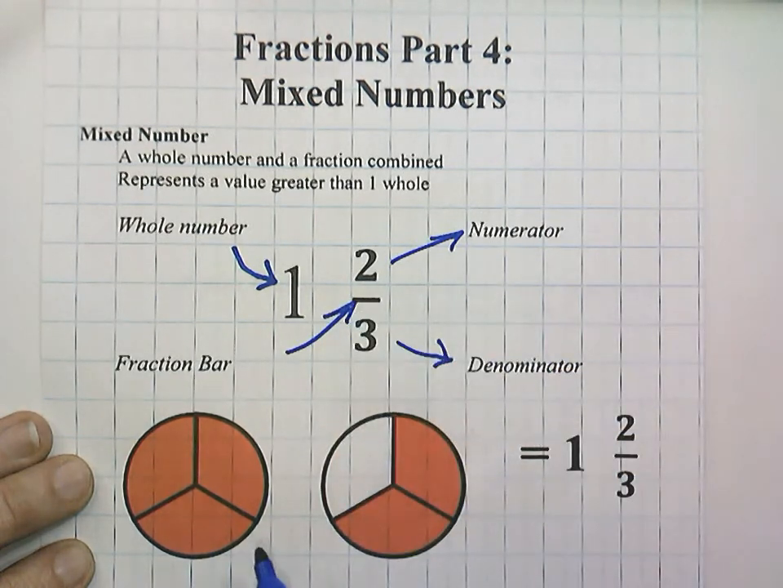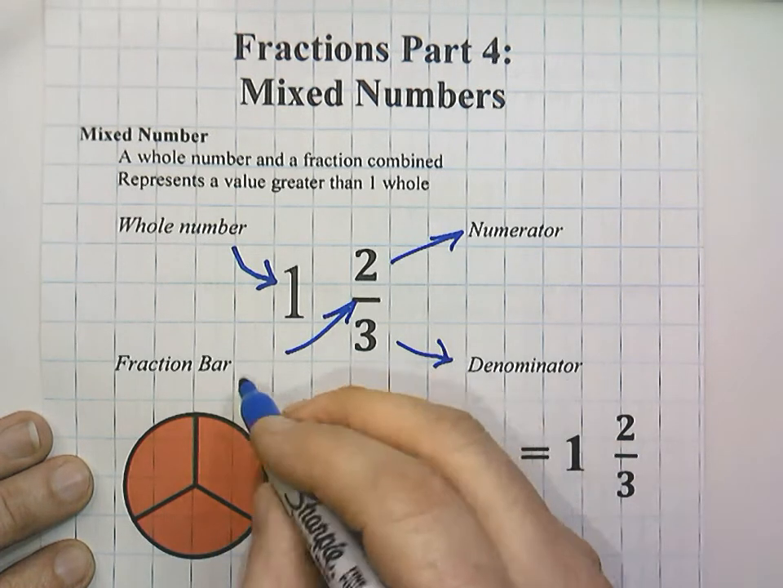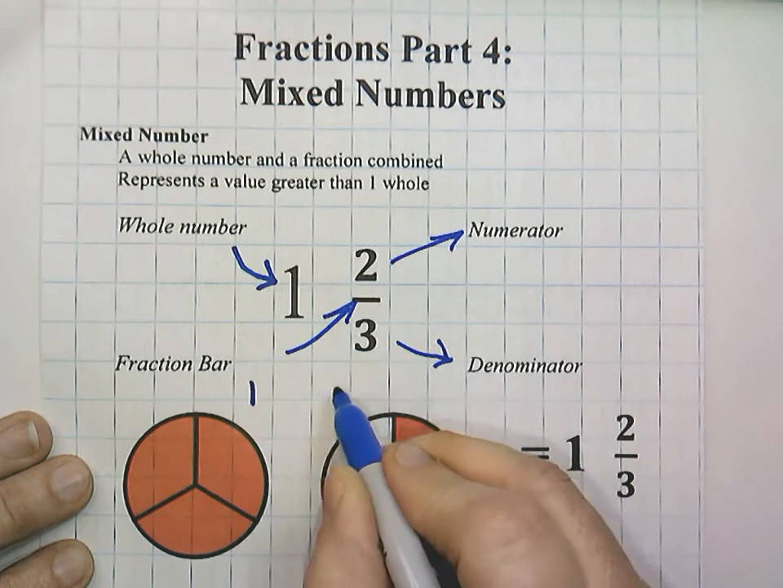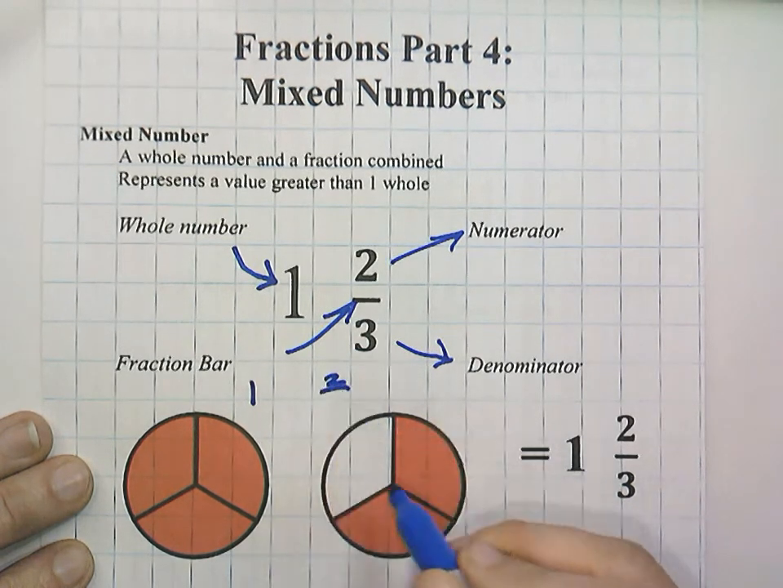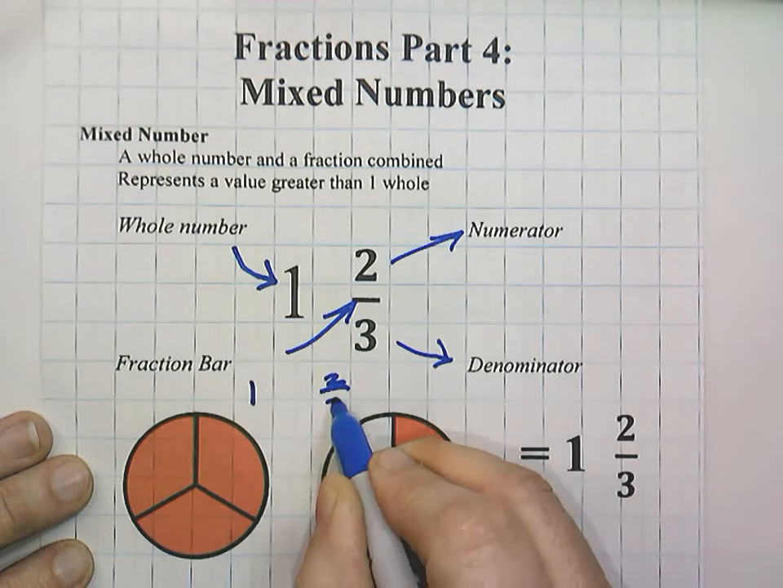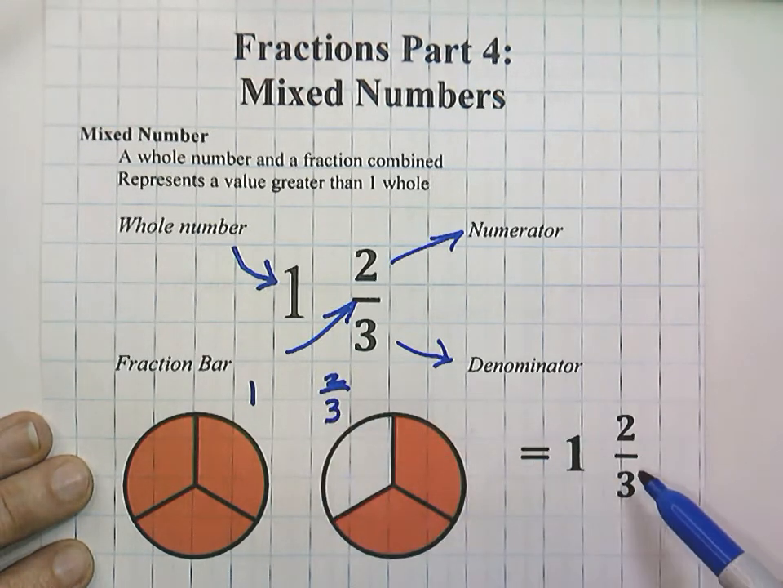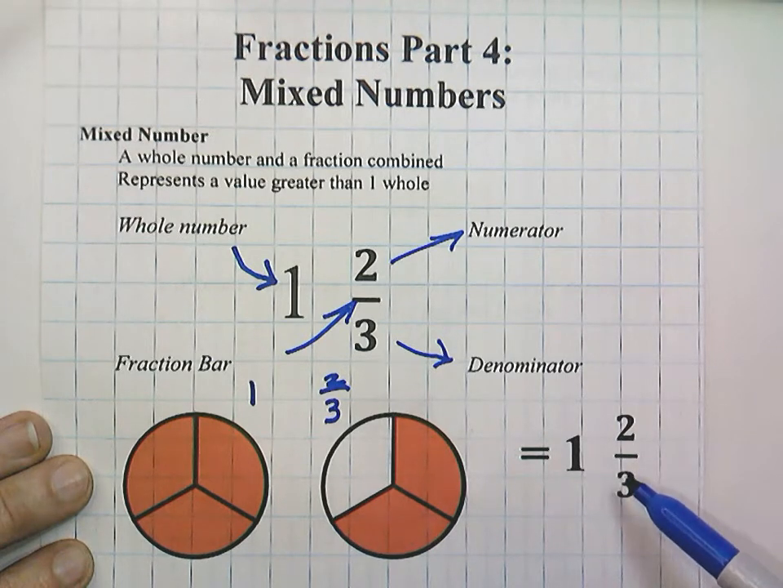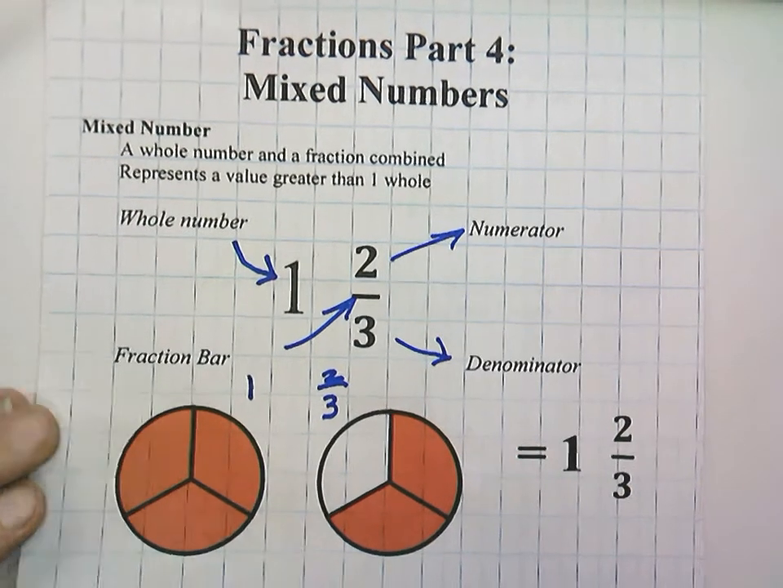Here is our 1 and 2/3 model, our 1 whole, it's right here, and then this fraction here would be 1, 2 shaded red out of a total of 1, 2, 3 parts for 1 and 2/3. So our mixed number today is 1 and 2/3.